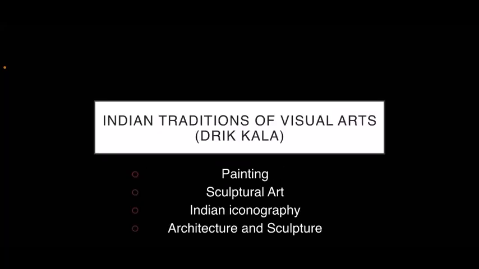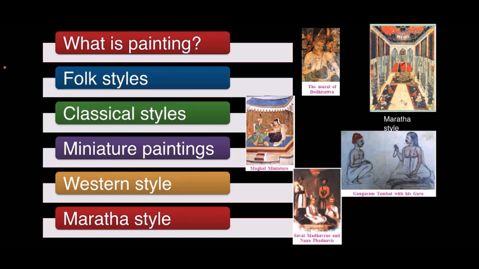Now we are going to look at Indian traditions of visual arts, that is Kala. Here we are going to look at painting, sculptural art, Indian iconography, architecture and sculpture. Now what is painting? Paintings are two-dimensional, for example, sketches or paintings of nature, objects and individuals. And these paintings are normally done on surfaces like rocks, walls, paper, canvas, earthen pots, etc.